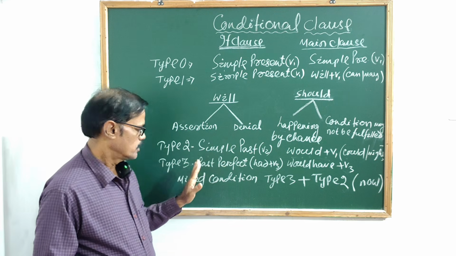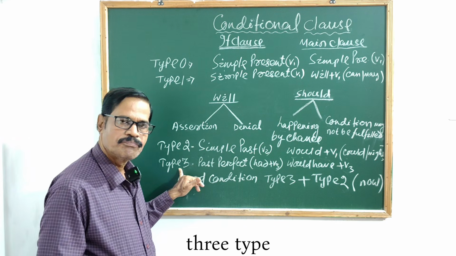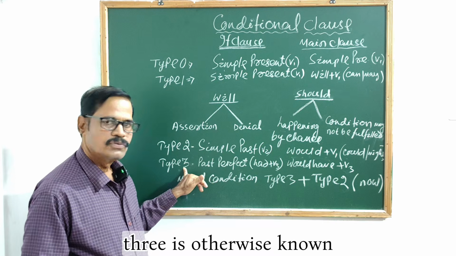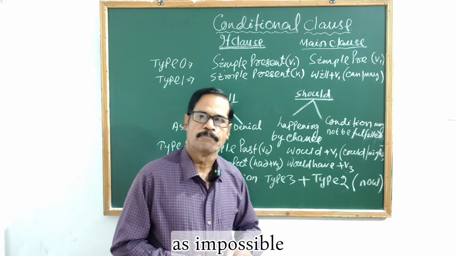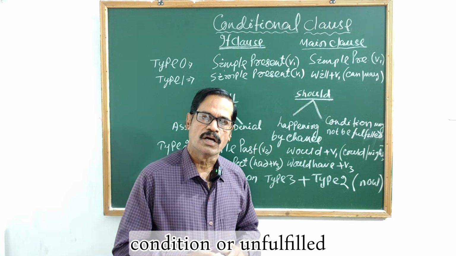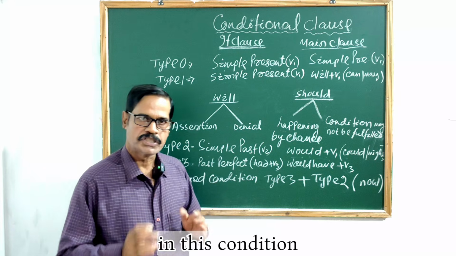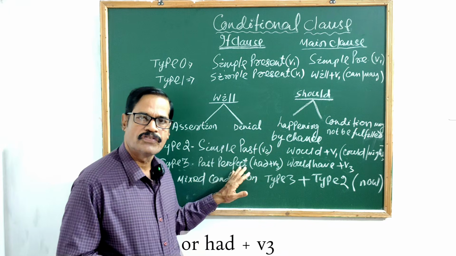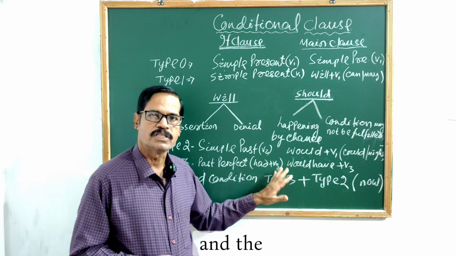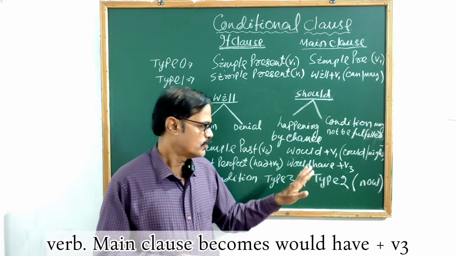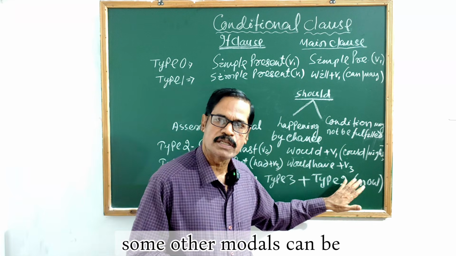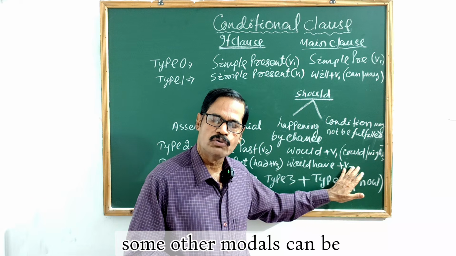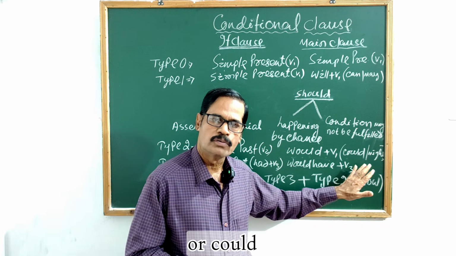Come to the last one, type 3. Type 3 is otherwise known as impossible condition or unfulfilled condition. In this condition, the verb of the if clause becomes past perfect, or had plus V3, and the verb of the main clause becomes would have plus V3. Some other modals can be used: should, might or could.